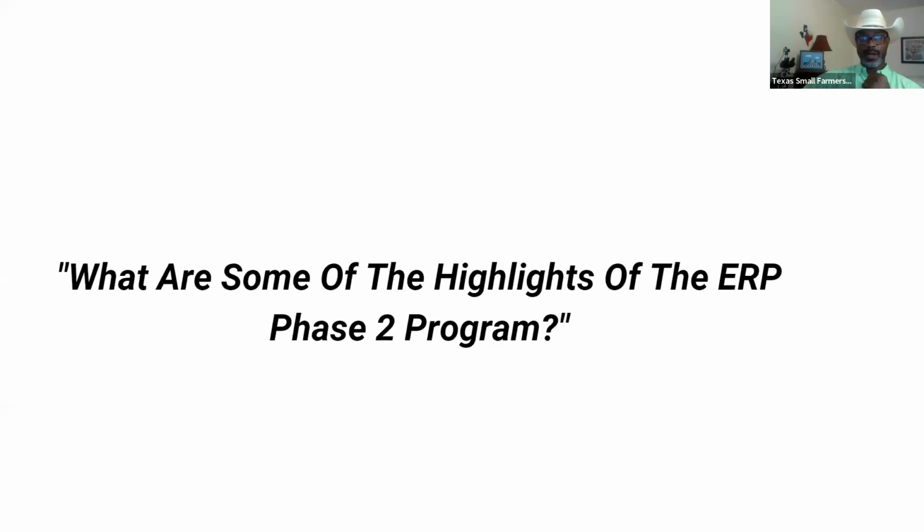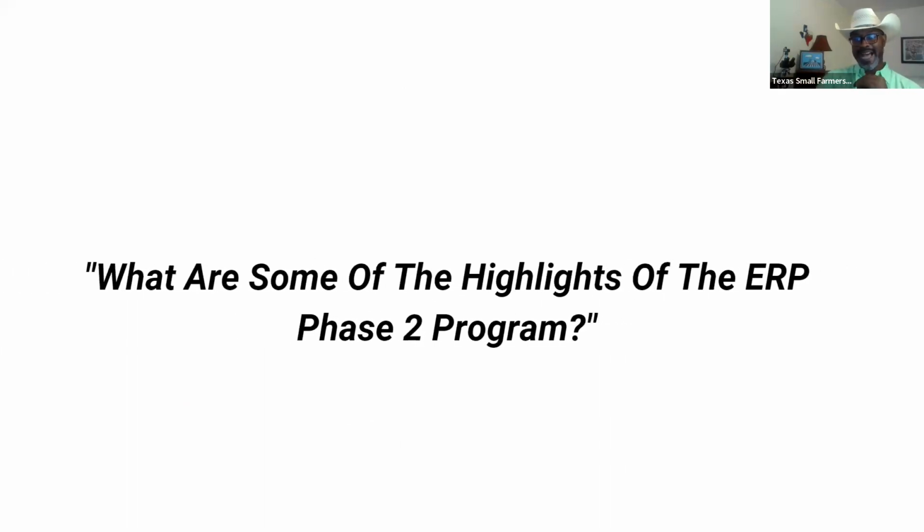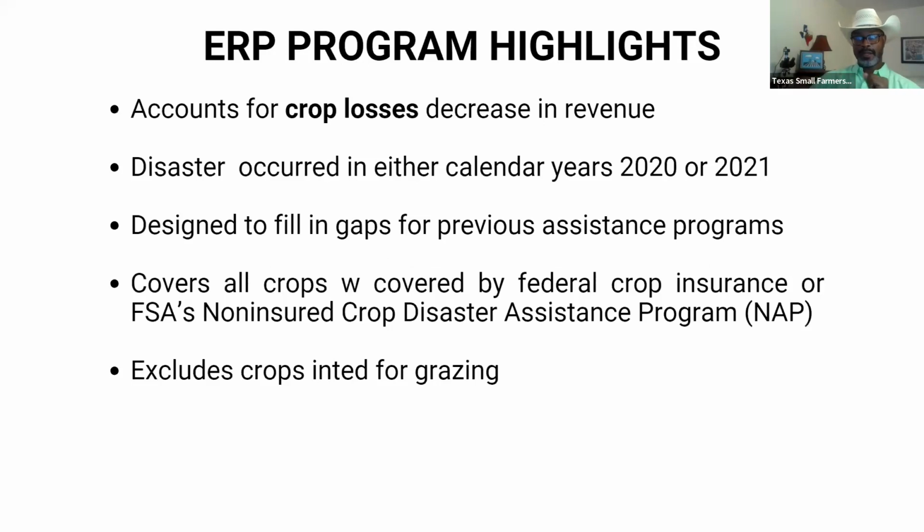So the question here is, what are some of the highlights of the ERP Phase 2 program? You see here that ERP Phase 2 is a revenue-based program that accounts for crop losses due to qualifying disaster events that have caused producers to have a decrease in revenue. The disaster needs to have occurred in either calendar year 2020 or 2021. This program is designed to help fill some of those gaps of previous assistance programs.